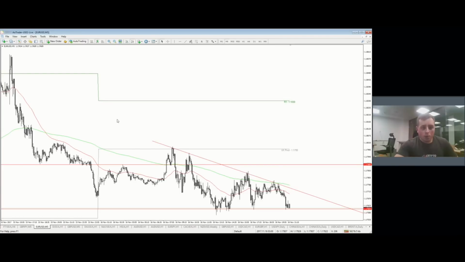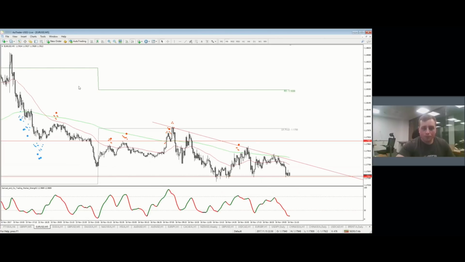Okay, so now I'm going to introduce another factor. I'm now going to introduce the cluster algorithm, which is my tool, which I built and made, which now simplifies this for you.